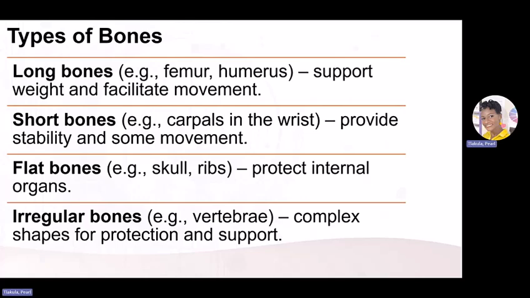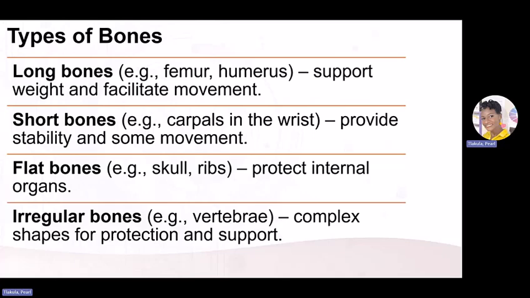We have different types of bones. There are 4 main types of bones. The first one are called long bones. These are the femur and the humerus. Their function is to support weight and facilitate movement. The second ones are what we call short bones. These are the carpals in the wrist. They provide stability and some movement.